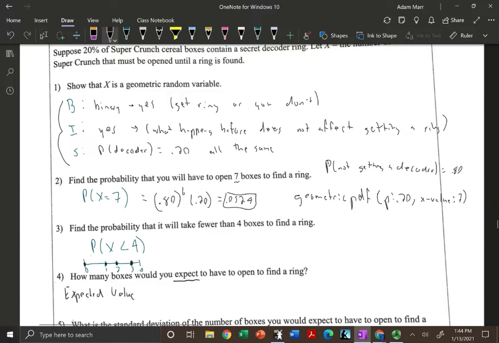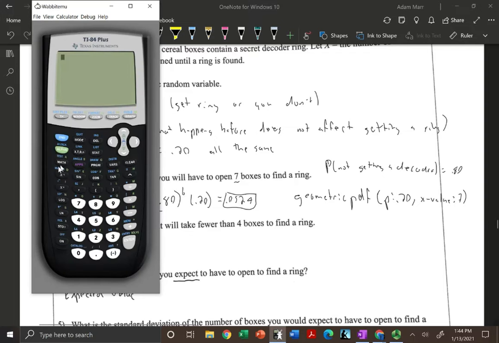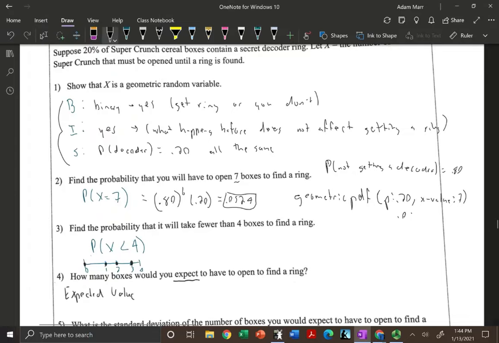So it would just be 0.20 and 7, and you would do the same thing. You're just going to go to second vars, go over here to geometric PDF. There it is. And right here you have 0.20 for p, and the X value is 7. There we go. All right, so we have 0.05. See, we get the same answer, so you can do it either way.